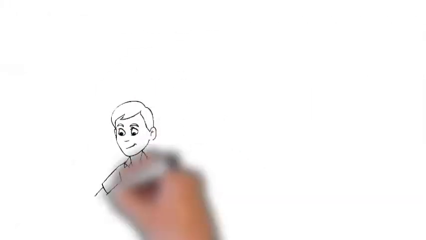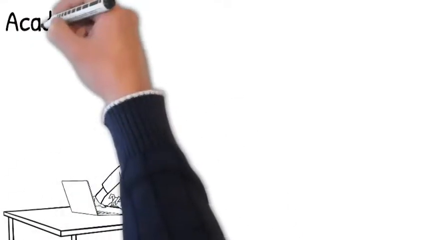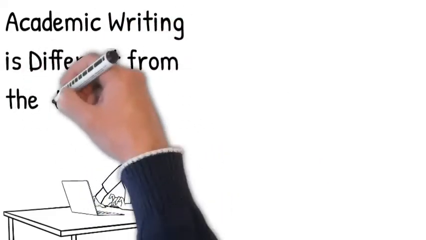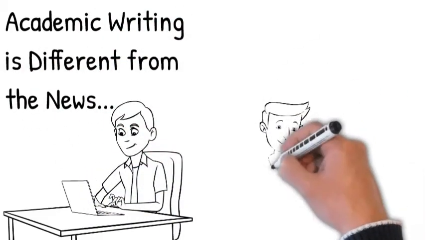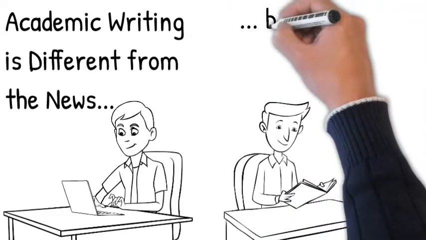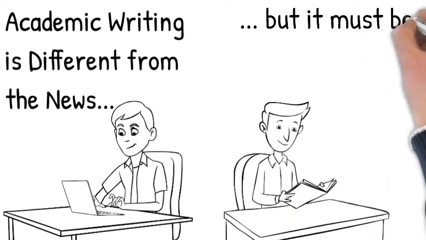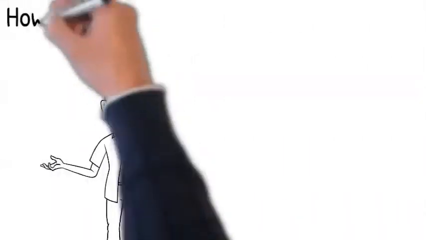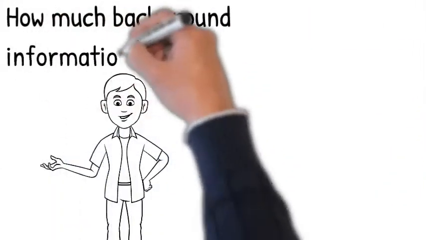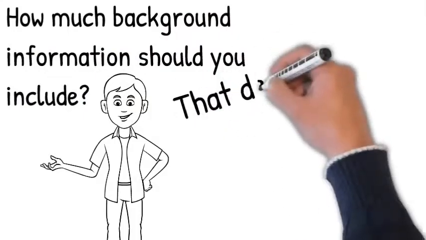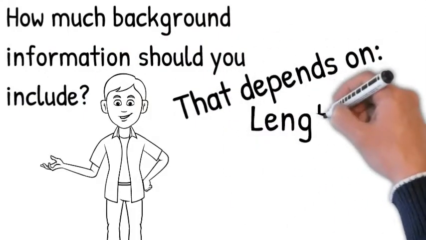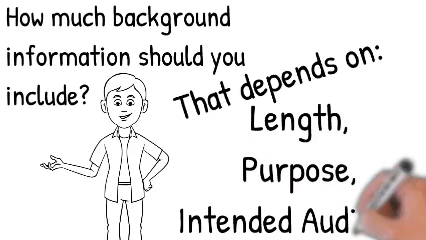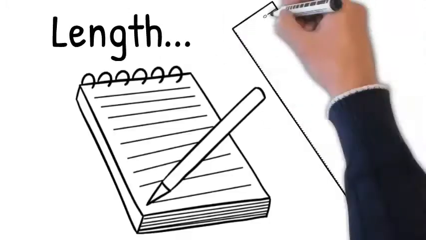When you are writing academically, you don't always have to clarify the who, what, when, where, how, and why of a topic or situation, but you need to provide enough information so your reader is prepared to understand your main idea. How much background information should you include, and how detailed should it be? That depends on the length of your writing, your purpose in writing, and your intended audience.